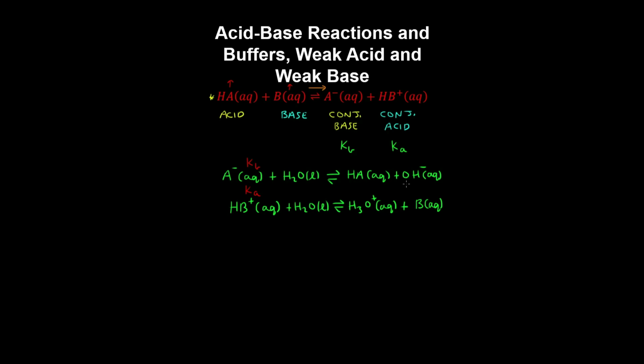And a larger base dissociation constant would mean there's more hydroxide in the solution, and more hydronium in the solution for an acid dissociation constant. So therefore, if Kb is greater than Ka, then the pH is greater than 7, and the solution is basic, and vice versa.